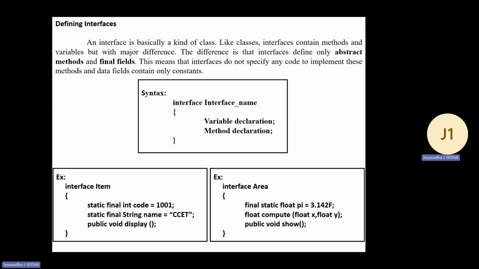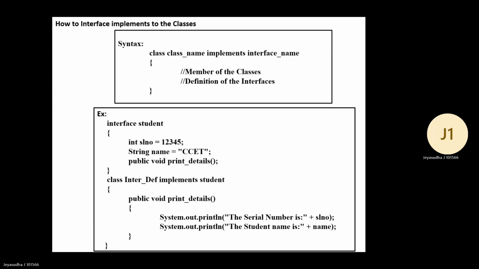You can see, as I've already said, you will have the interface keyword, you give it a name, and you will have a variable declaration and a method declaration. Even if you do not give static or final, by default it will take the variable as final. And here you have only the method declaration alone. We don't have a method definition. So this is a specific example.